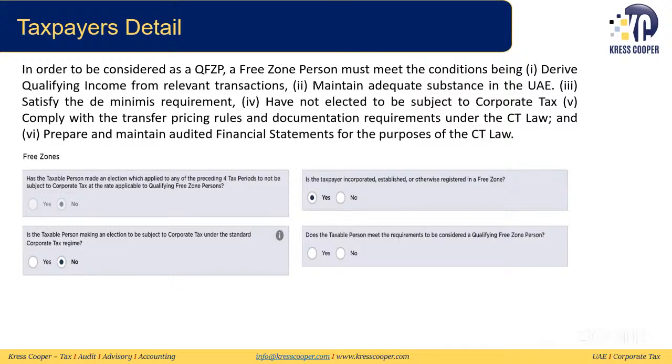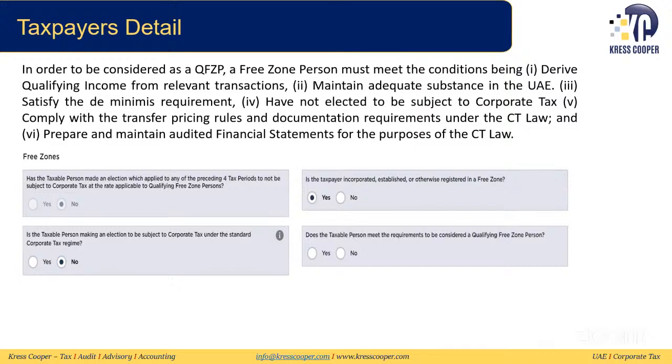Now, what are all the conditions? We know that a free zone person has to meet certain conditions if they want to be treated as a qualifying free zone person. Those conditions are they first need to be deriving qualifying income from relevant transactions. What is the qualifying income? If you're doing a transaction with a free zone person, there has to be a beneficial recipient, and it can't be one of the excluded activities. If you're doing a transaction with, for example, a non-free zone person, it has to be one of the qualifying activities. It has to meet the conditions of the qualifying activity. It cannot be part of the excluded activity.